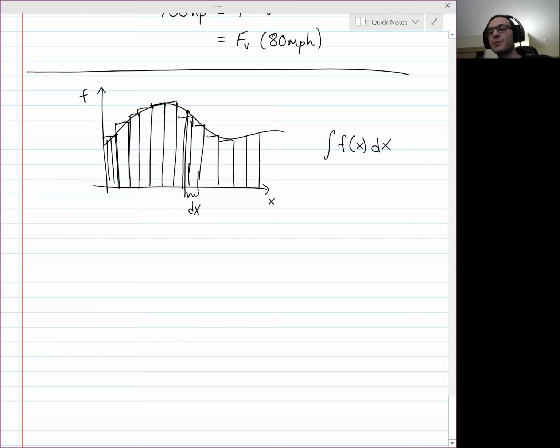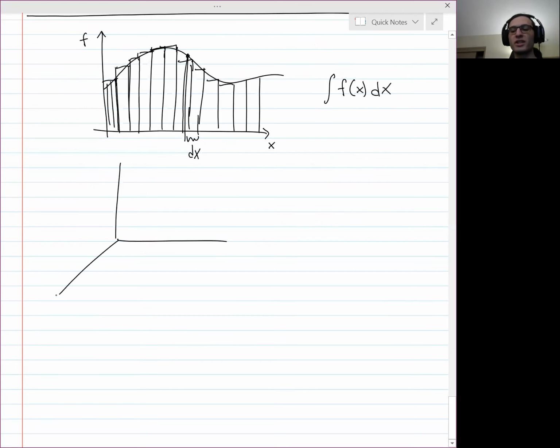So f of x times dx is an area, dx is the width, and f of x is the height. So all a line integral is doing is, let's say that we have some two-dimensional path. Let's say this is f of x and y. And let's say that you start, I'm going to try to draw this in 3D, but it'll be kind of hard. You start there, and say you end here. And let's say your path wiggles around. So like maybe it takes this wiggly path through space or something.